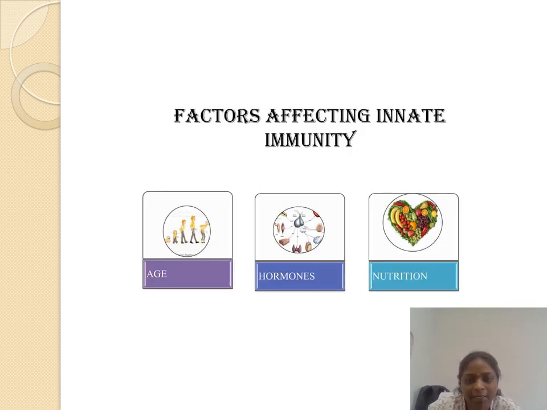Coming to the factors affecting innate immunity, there are mainly three things. Age, hormones, nutrition. Age: small children have less immunity as their immune system does not develop completely, so they are more susceptible to infection. Similarly, old age people are also more susceptible to infection. And there are some hormones which play an important role in immunity.